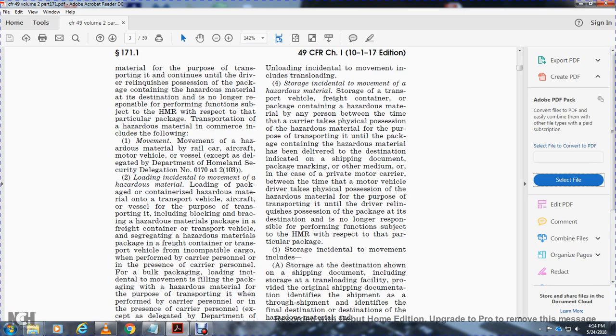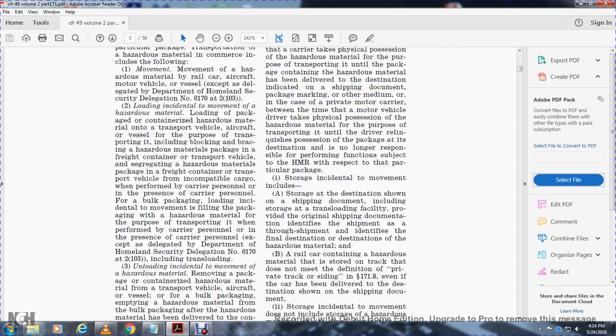Loading and loading incidental to movement of the hazardous material. Loading a package containing hazardous material on a transportation vehicle, aircraft, or vessel for the purpose of transportation, including blocking and bracing the hazardous material package in the freight container or transportation vehicle, and segregating the hazardous material package in a freight container or transportation vehicle from incompatible cargo, performed by carrier personnel or in the presence of carrier personnel.